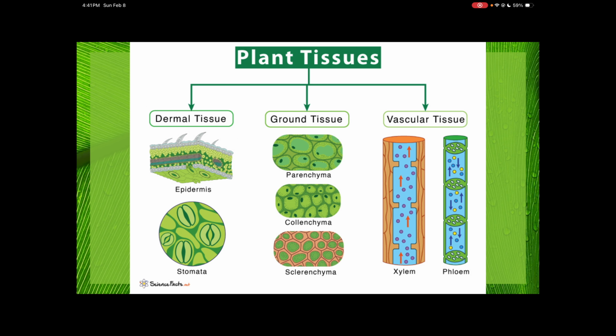Okay, this is just like a pretty little diagram of everything that helps you remember. You need to know the difference between xylem and phloem for sure. You do not need to know the difference between the types of ground tissue. You do need to know what stomata are, and you do need to understand that the epidermis is dermal tissue, and it's like the skin for us.